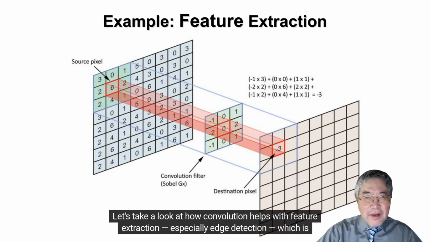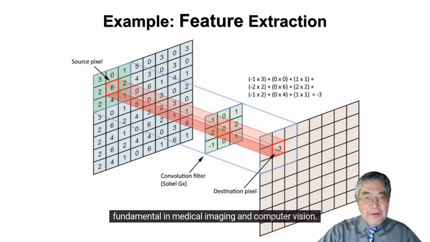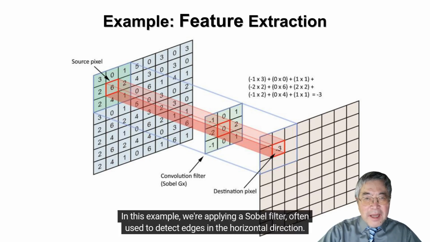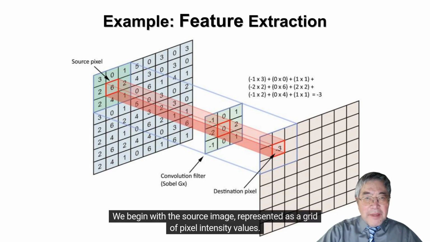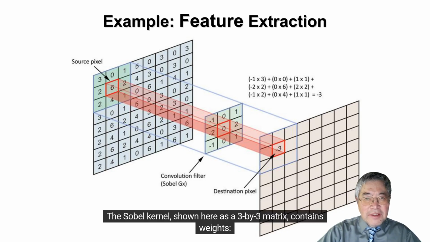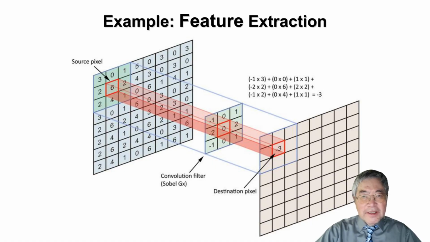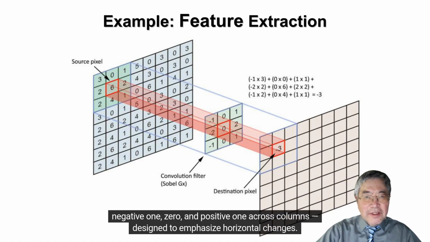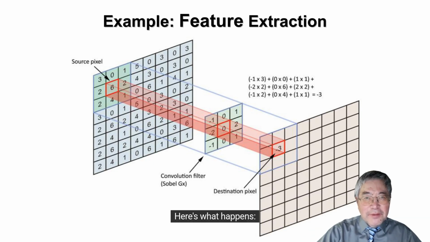Let's take a look at how convolution helps with feature extraction, especially edge detection, which is fundamental in medical imaging and computer vision. In this example, we're applying a Sobel filter, often used to detect edges in the horizontal direction. We begin with the source image, represented as a grid of pixel intensity values. The Sobel kernel, shown here as a 3x3 matrix, contains weights -1, 0, and +1 across columns, designed to emphasize horizontal changes.